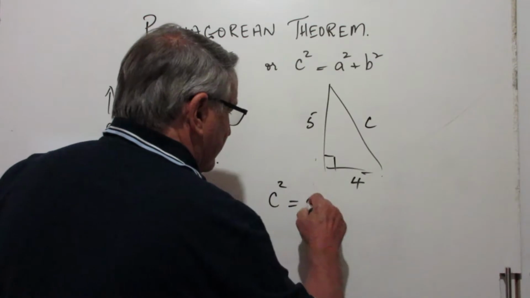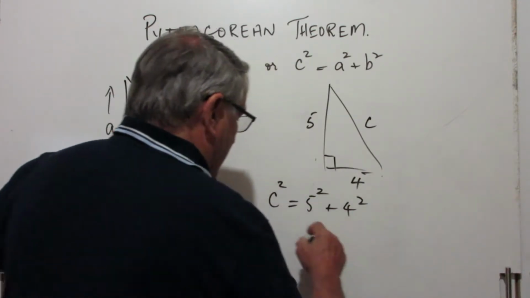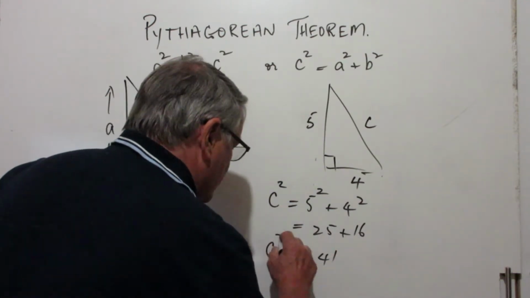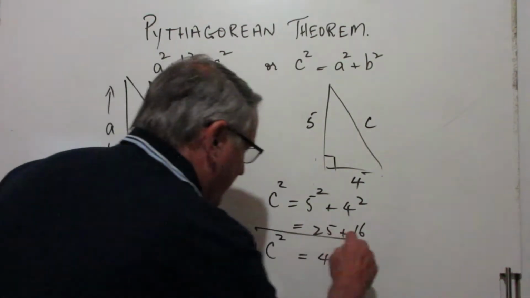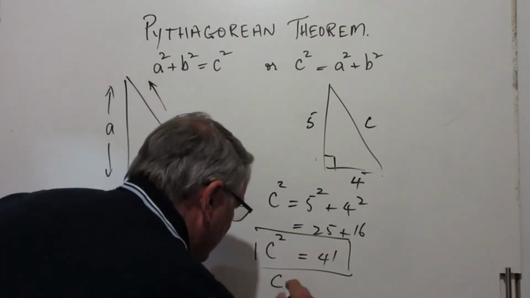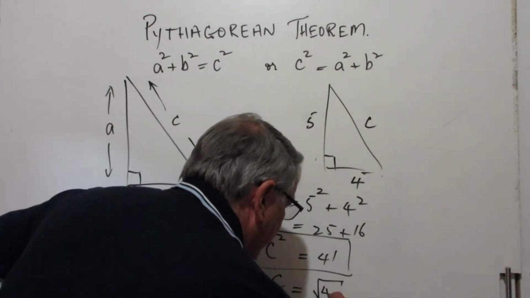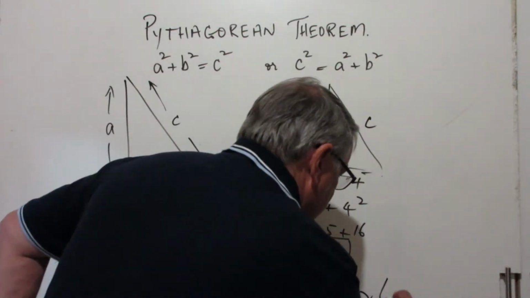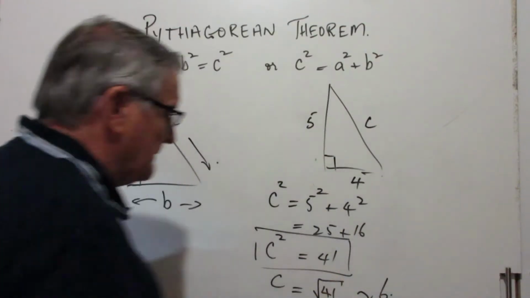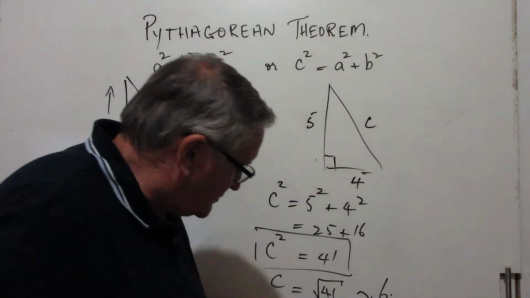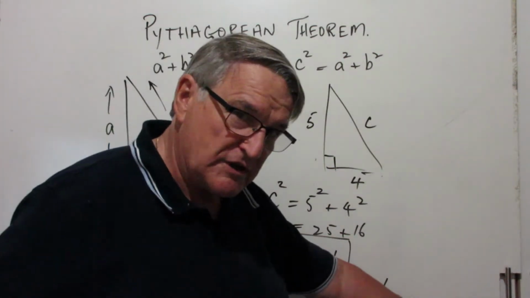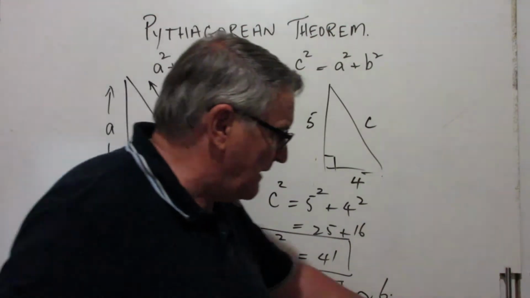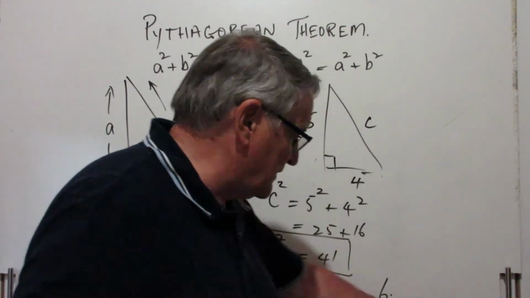C squared is equal to 5 squared plus 4 squared, which is 25 plus 16, which is 41. Now this is the critical step. C squared is equal to 41, so C is equal to the square root of 41. Okay? The square root of 41 is a bit more than 6 point something. When you convert this to a decimal, it will be a continuous decimal. This is called an irrational number. It will not have an exact value in terms of a decimal.